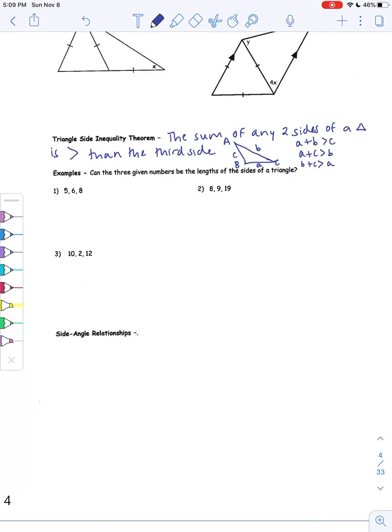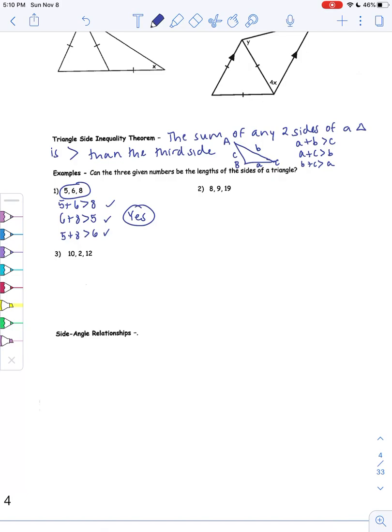So when I'm looking at a set of three numbers given, it'll ask, can the three given numbers be the lengths of the sides of a triangle? And we would say, okay, well, 5 plus 6 is indeed greater than 8. Okay, so that works. 6 plus 8 is greater than 5. Is that greater than 5? Yes, it is. And then we have 5 plus 8 is indeed greater than 6. So this ends up working out as a possible set of sides of a triangle. It is possible to make that triangle.